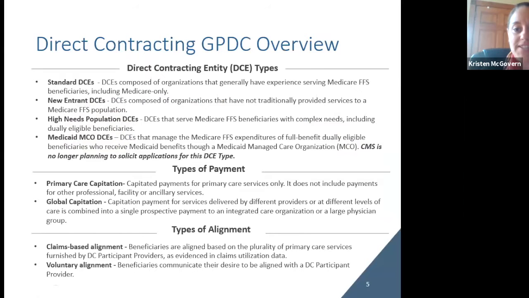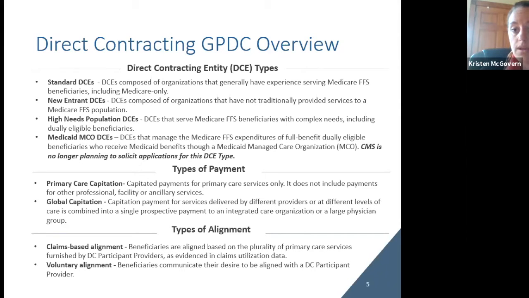As I mentioned, one thing that may have been particularly confusing about the direct contracting model for those of you trying to untangle what's being tested is that, both a blessing and a curse of the model, there are a range of different types and options for DCEs, direct contracting entities, to choose based on their care model. Right now, there are 3 different types of direct contracting entities, and you can see them here.